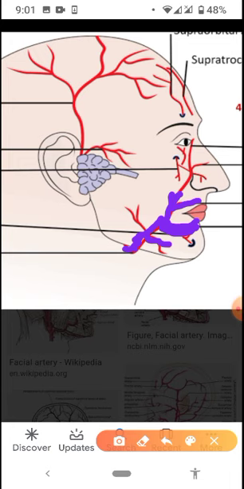The superior labial artery is supplying the upper lip and some part of the nose also. And then we have the lateral nasal artery, and let me tell you where it is. Over here, it is supplying the sides of the nose. Okay, this is the septum, and this one is the lateral nasal artery. So you have now studied the facial artery completely.